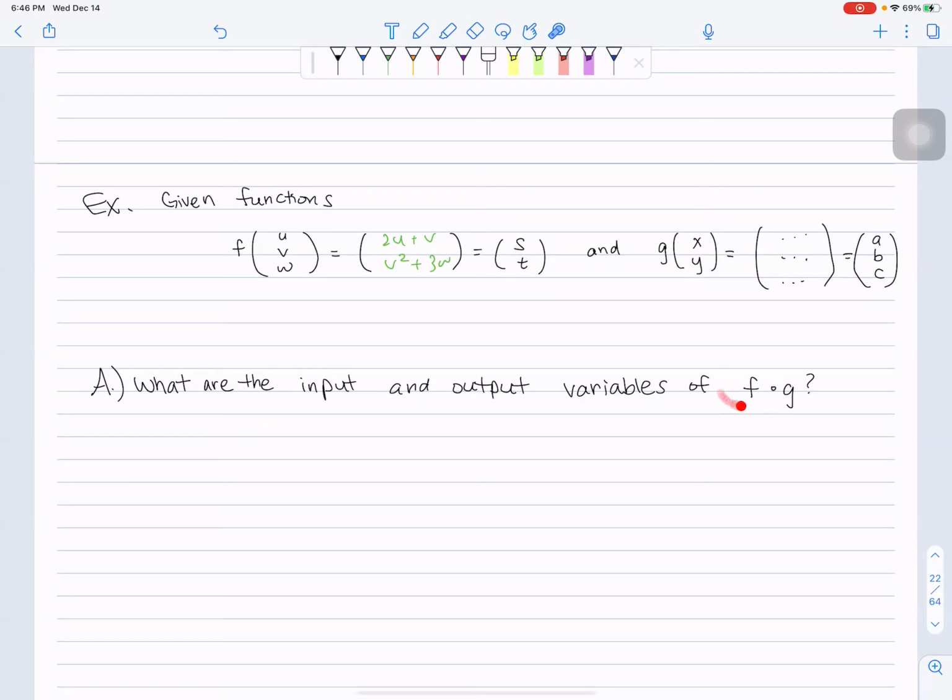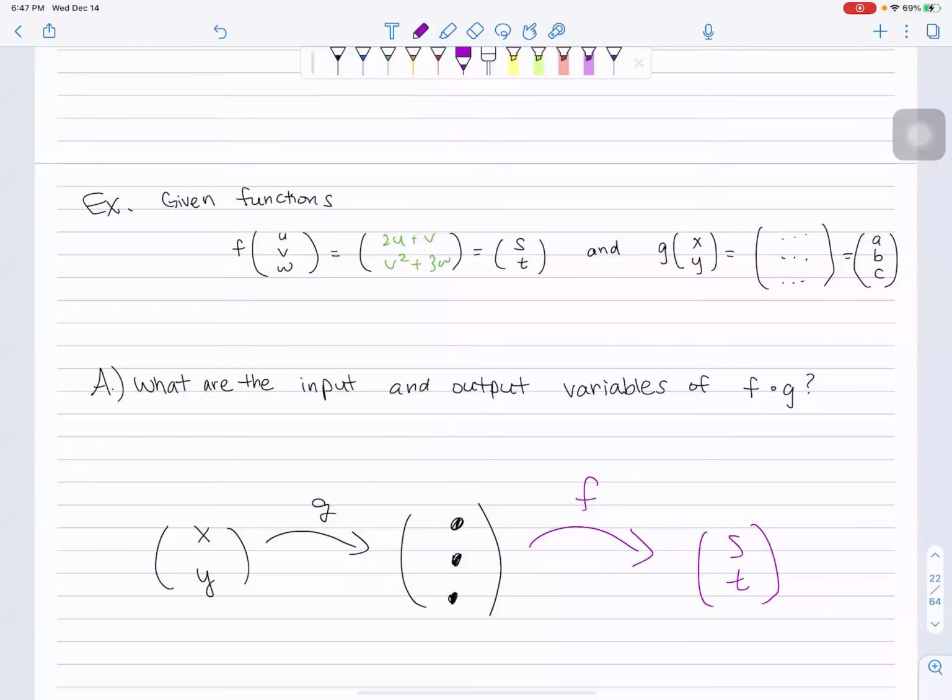Well, for compositions, I always start at the right function, so g. G takes in x and y, and what does it do? It gives me three things, a, b, c, or I'll just say three terms. Then what does f do? F takes those three things, just different labeling, u, v, and w, and it outputs two things, s and t. So there are two inputs, x and y, for our composition, and two outputs, s and t.